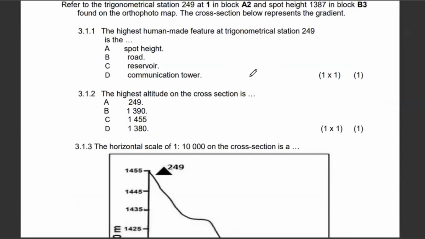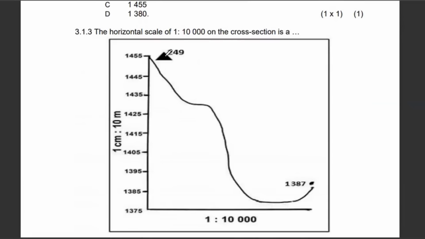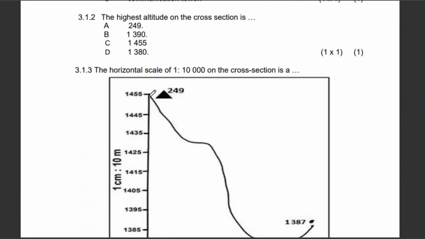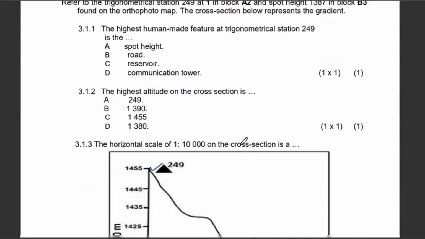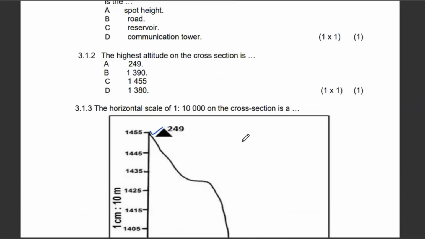So you check, and then it says the highest altitude on the cross section is. Here we are referring to this cross section that has been drawn here on a horizontal scale of 1:10,000. You can see that the highest point is here, and you check your height on the vertical side of the scale here. So for that reason, your highest point is 1,455. That is the highest point on your sketch of that particular cross section.